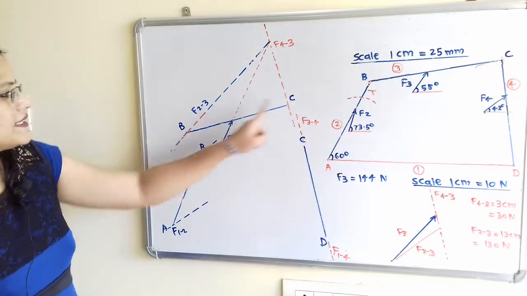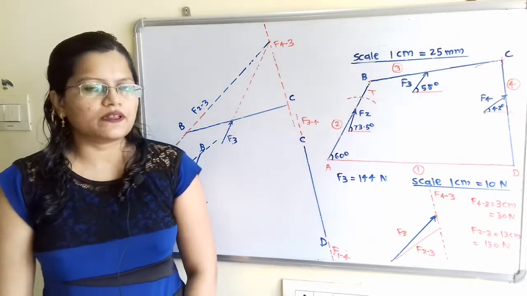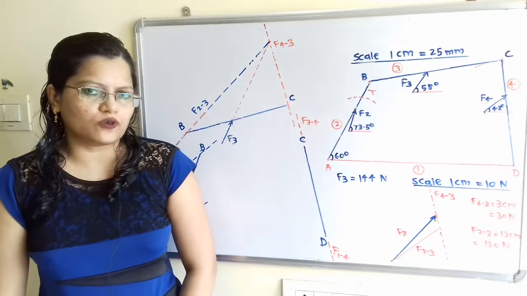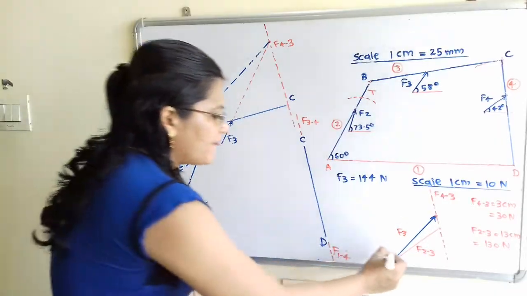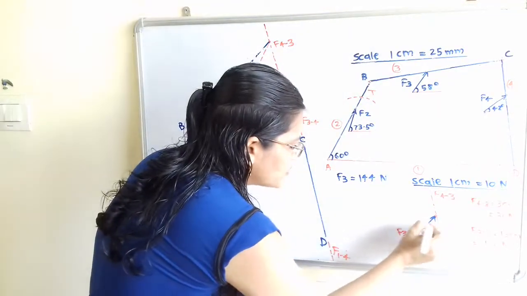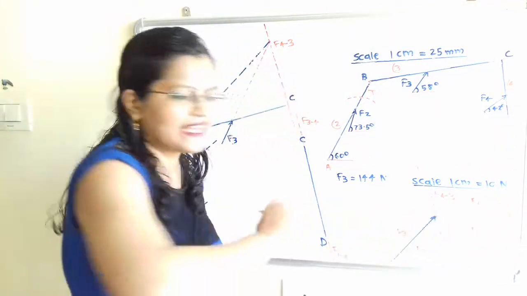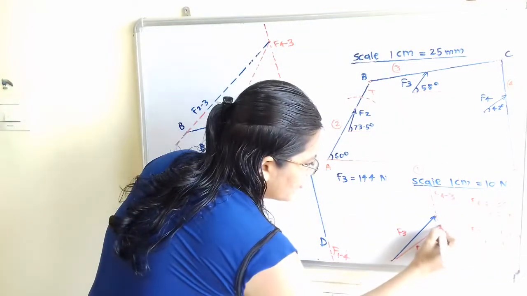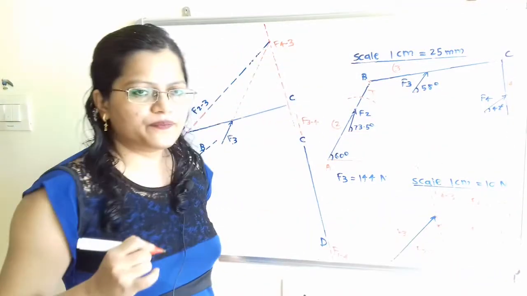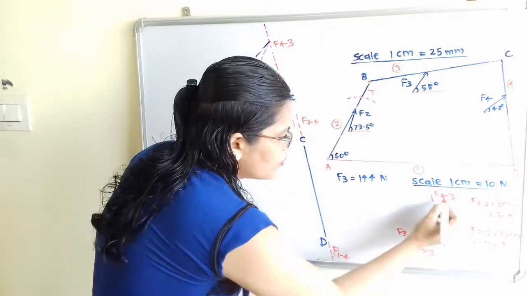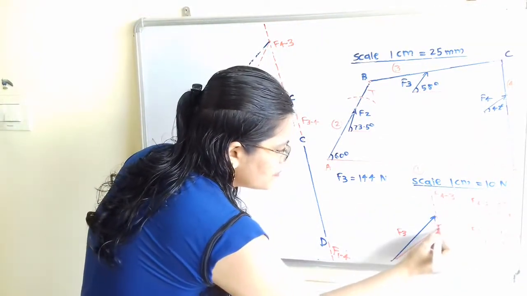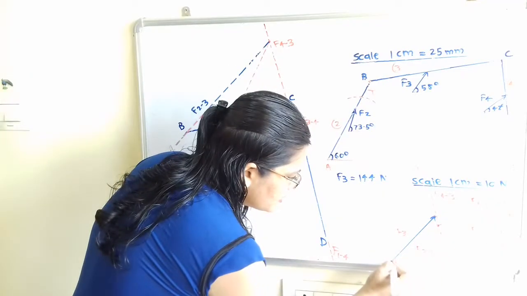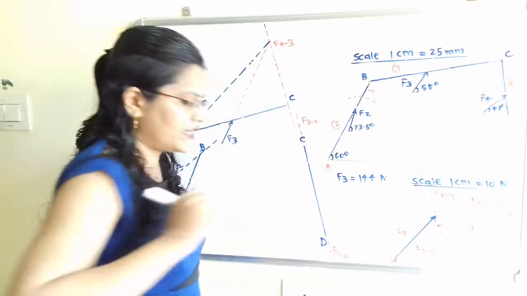Because the link BC is the 3 force member, we have to draw here a force polygon and that should be closed. That means at the head of this force F3 there should be the tail of the next force, that is F4 to 3, and at the next end we have to draw here one head. Now at the head of force F4 to 3 there should be the tail of the next force, that is F2 to 3, and at the next end we have to draw here one head.